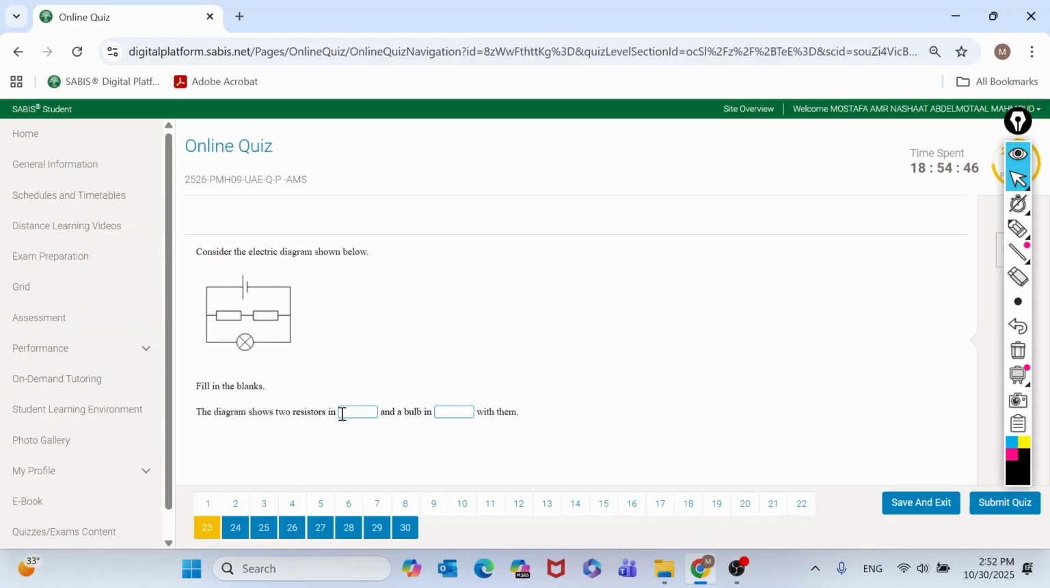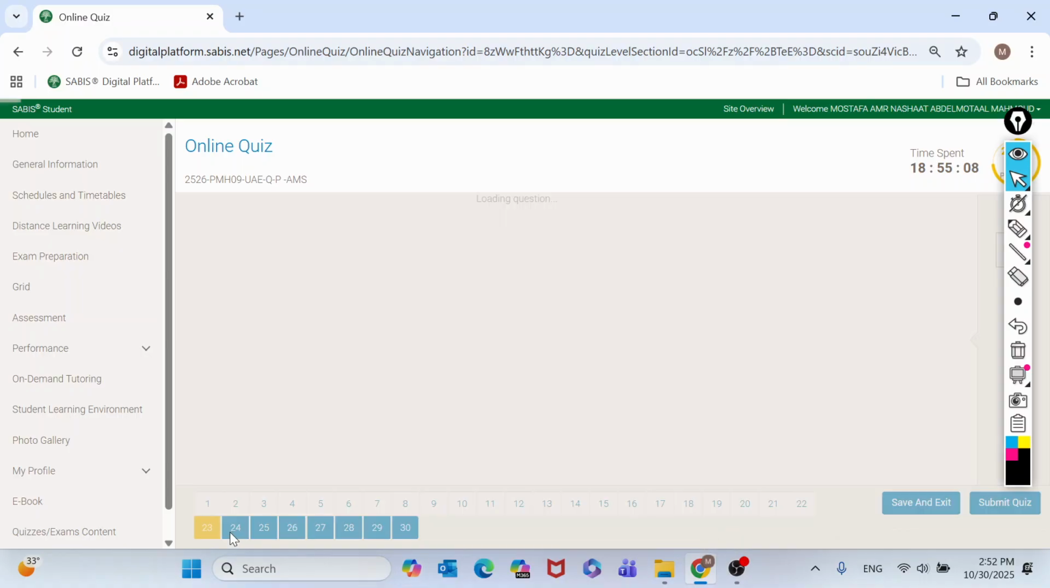Two resistors in and the bulb in. Okay, look. So guys, the two resistors, they're in one loop, so they're in series. I hope I spelled that right. And the bulb in parallel, because it's in another loop. Is that correct spelling? I don't know. We'll see at the end.